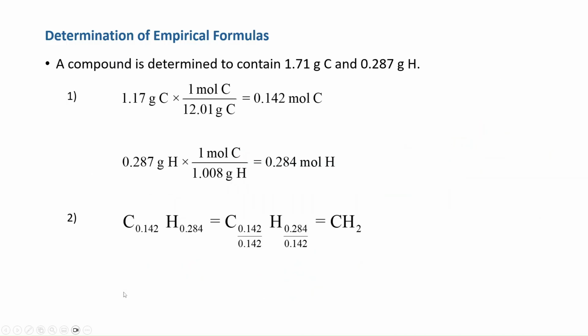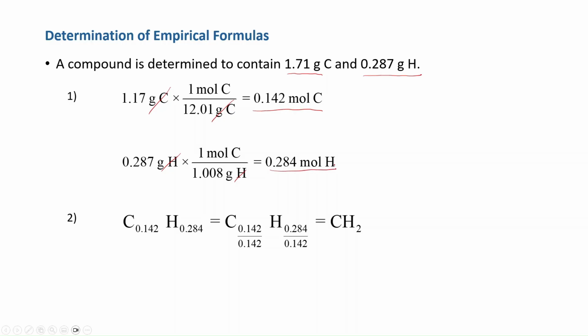So you have an example. This compound has 1.71 grams of carbon, 0.287 grams of hydrogen. First thing, change into moles. So you have the grams of carbon, that's the molar mass, grams and grams cancels out, so that gives you moles of carbon. Grams of hydrogen, molar mass, grams of hydrogen disappear, so you have moles.